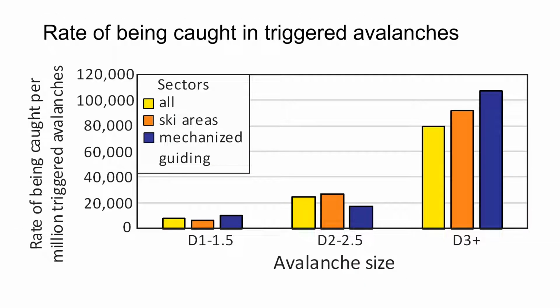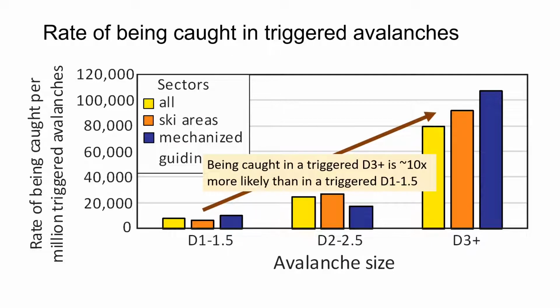This graph shows the rate of being caught in 1 million avalanches triggered during ski cutting. The left axis is a linear scale. Clearly, once an avalanche is triggered during ski cutting, the probability of being caught goes up with the size of the avalanche. The graph indicates that being caught in a triggered D3 plus avalanche is about 10 times more likely than being caught in a triggered D1 to 1.5 avalanche.